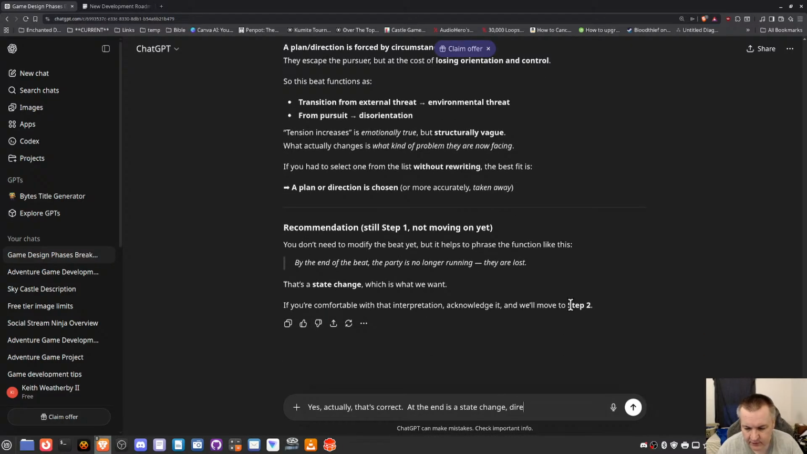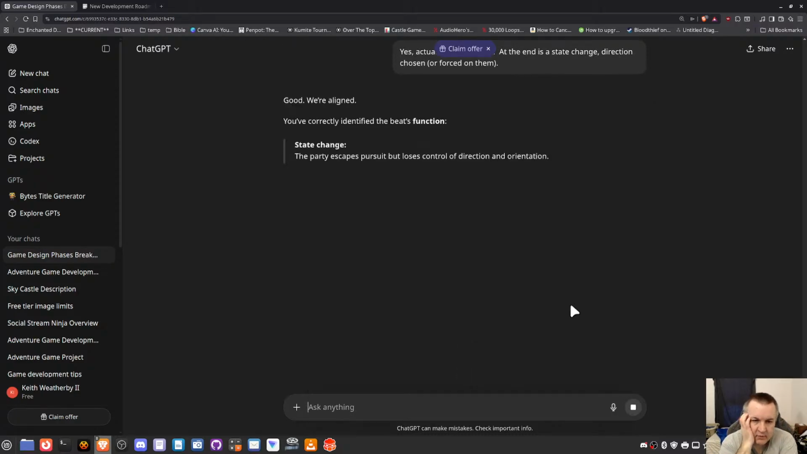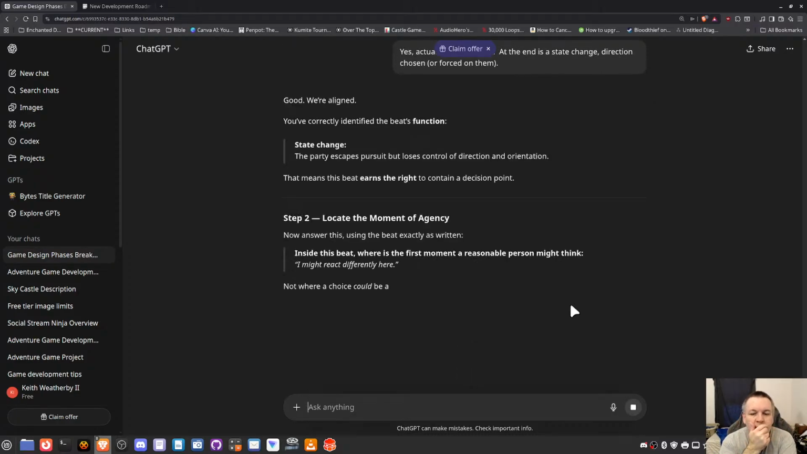Direction chosen or forced. Okay, we're aligned. Earns the right to contain a decision point. Look at the moment of agency and answer this using the beat exactly as written. Inside the beat, where is the first moment a reasonable person might think, I might react differently here? Not where a choice could be added, but where agency naturally appears. Point to the sentence or moment.